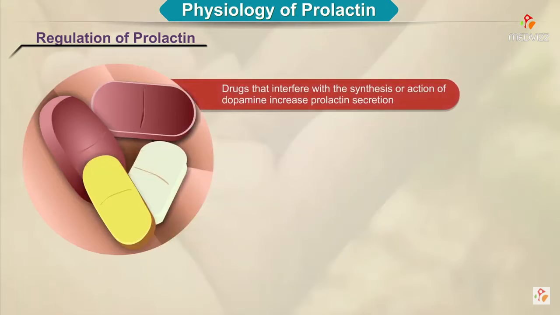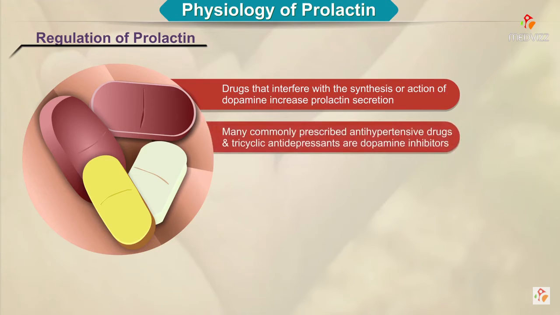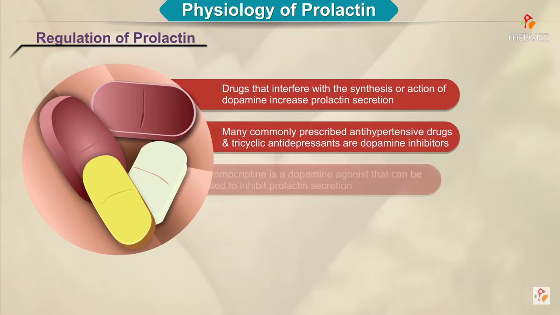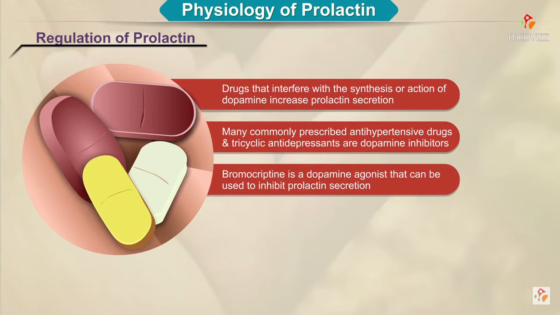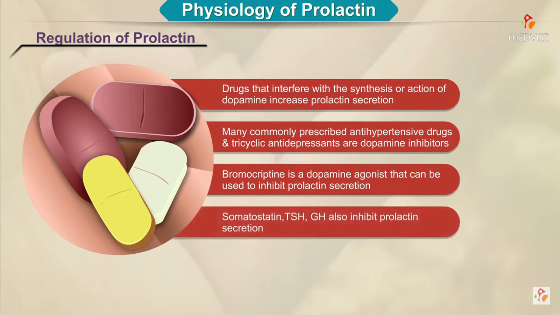Drugs that interfere with the synthesis or action of dopamine increase prolactin secretion. Many commonly prescribed antihypertensive drugs and tricyclic antidepressants are dopamine inhibitors. Bromocriptine is a dopamine agonist that can be used to inhibit the secretion of prolactin. Somatostatin, thyroid-stimulating hormone, and growth hormone also inhibit prolactin secretion. Prolactin initiates and maintains lactation.